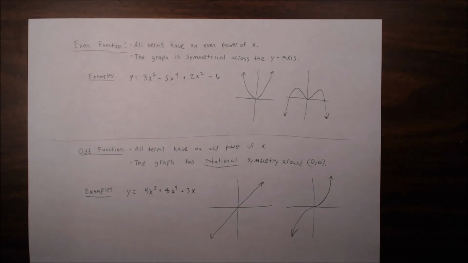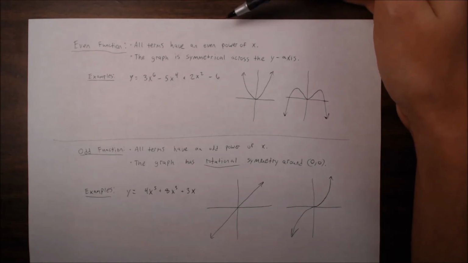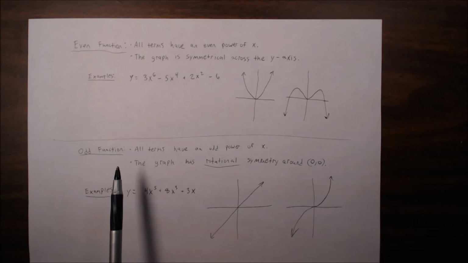Okay, so real quickly, we're going to talk about even functions and odd functions. And it's important to note that I'm not saying even degree functions or odd degree functions. I'm not just talking about the highest exponent. If I say an even degree function, I mean it has a degree, a highest exponent that's even. What we're talking about here with an even function is one where all terms have an even power of x. All terms, not just the highest term. And odd functions are where all terms have an odd power of x.